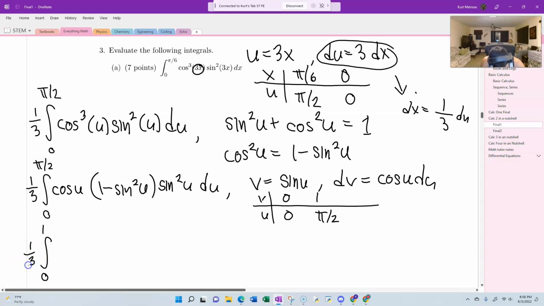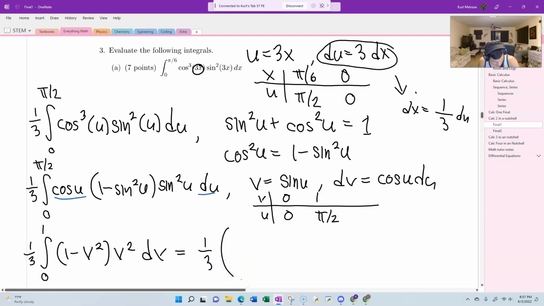So I get 1 over 3. And then the cosine u du, there's a cosine u, and there's a du. So I could make the substitution completely work. Right, so what do I get here? I just get 1 minus u squared. Oh, my bad, not u, 1 minus v squared, and dv. That's all that happens, and I get 1/3.